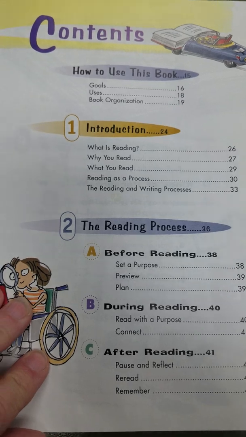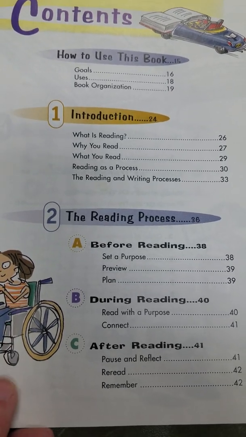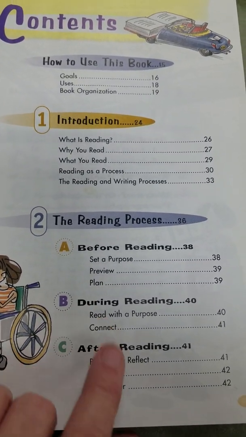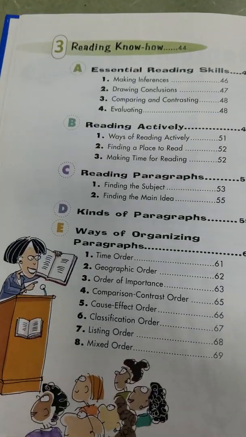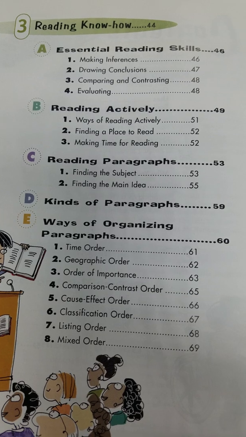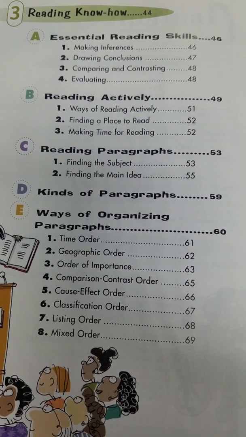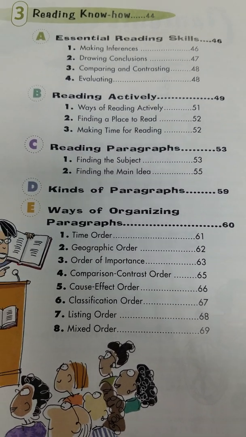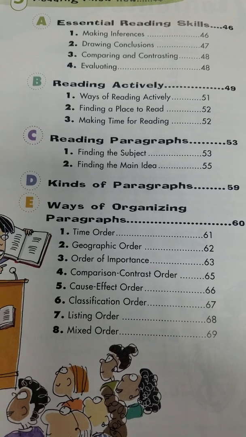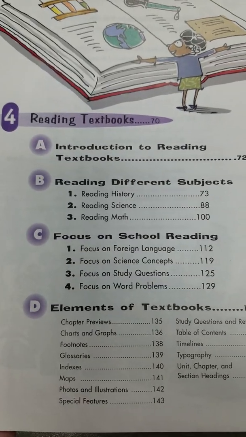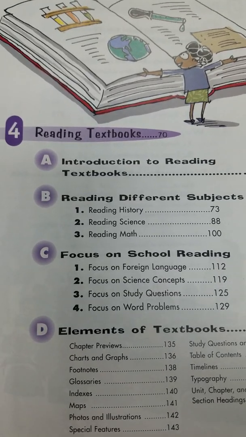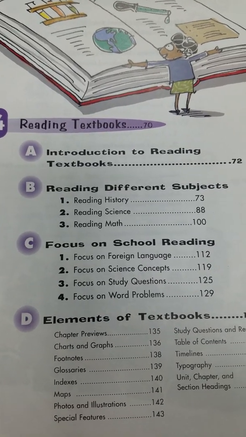So today I want to talk about the table of contents, and I don't see it here. I see setting a purpose, I see during reading, I see after reading what you should do, I see reading know-how, the essential reading skills, making inferences, drawing conclusions, reading actively, reading paragraphs, ways for organizing paragraphs. I see reading textbooks. Now, textbooks have tables of contents, as do many other books.